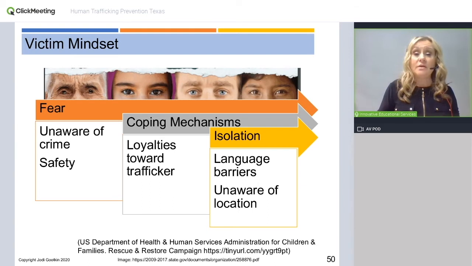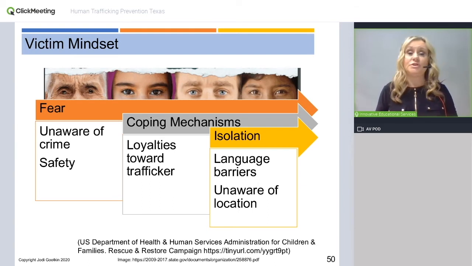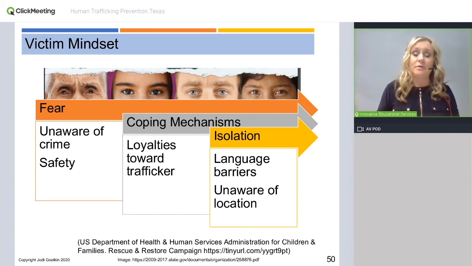Maybe where they're coming from, whatever country or situation, they are conditioned just not to trust people. Maybe the government's corrupt. They never had that safety net. So they just don't feel like anyone is going to believe them or assist them.